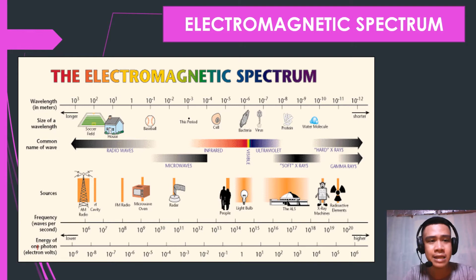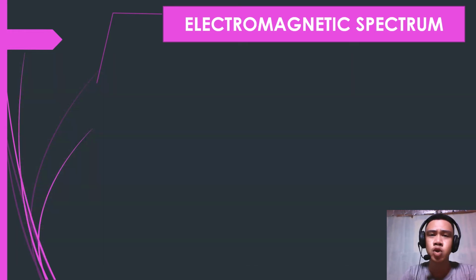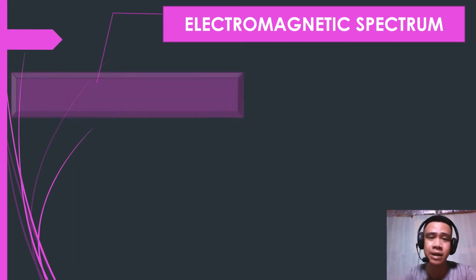Whereas frequency and wavelength are inversely proportional. When one increases, the other decreases, and vice versa. So we will discuss each electromagnetic wave within the electromagnetic spectrum.